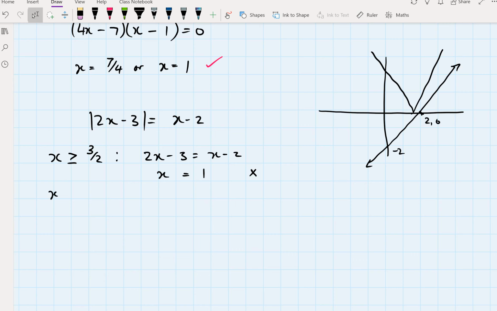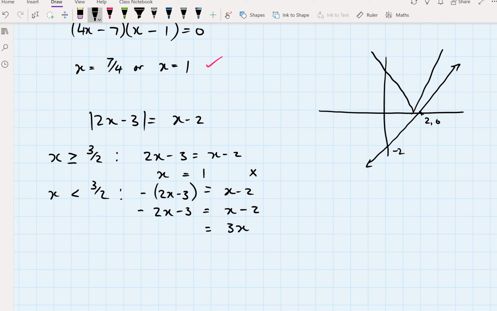Look at what happens when x is less than 3/2. Then the modulus bracket has to be made negative, so I put a negative in front of the 2x minus 3. I don't do anything on the right-hand side because there's no modulus sign there. So what have I got now? I've got minus (2x minus 3) is equal to x minus 2. Collect my x's on the right-hand side, and I'm going to get 3x is equal to minus 1.